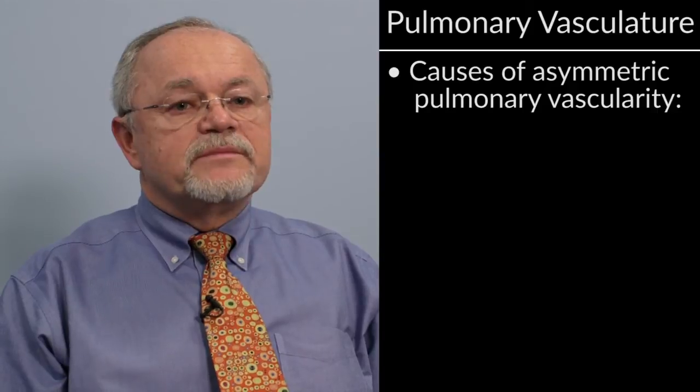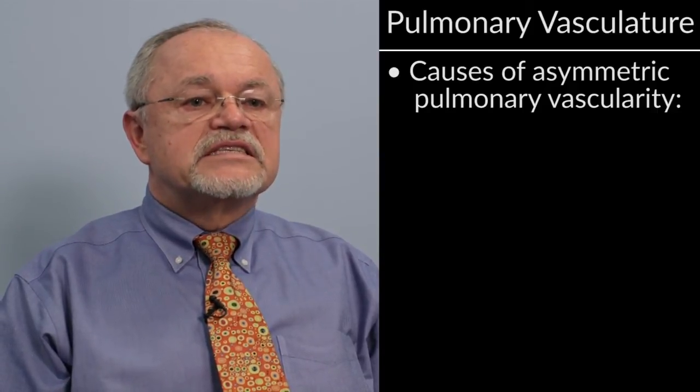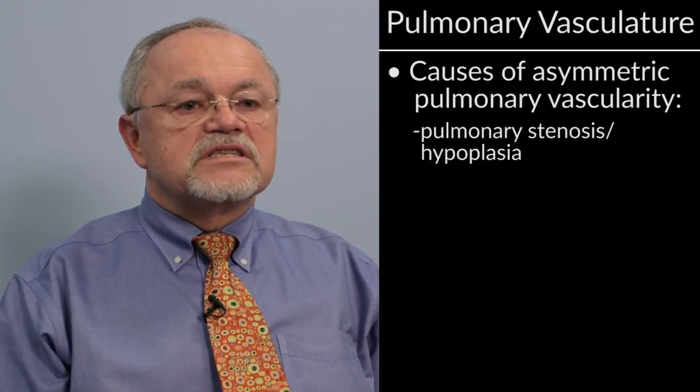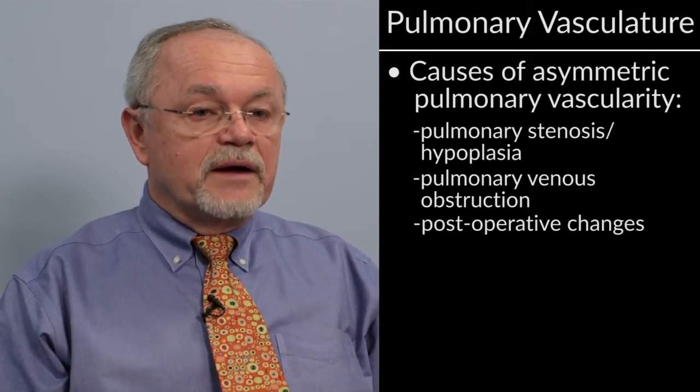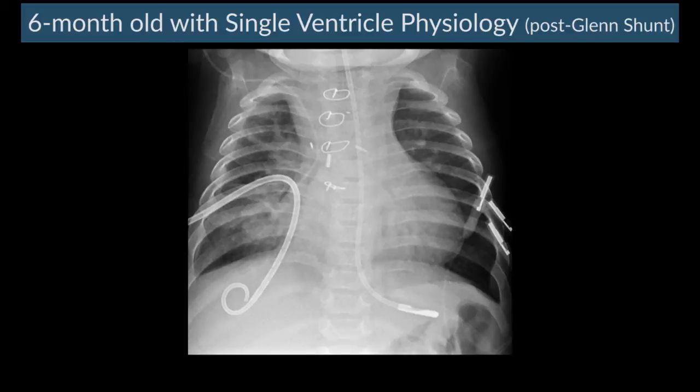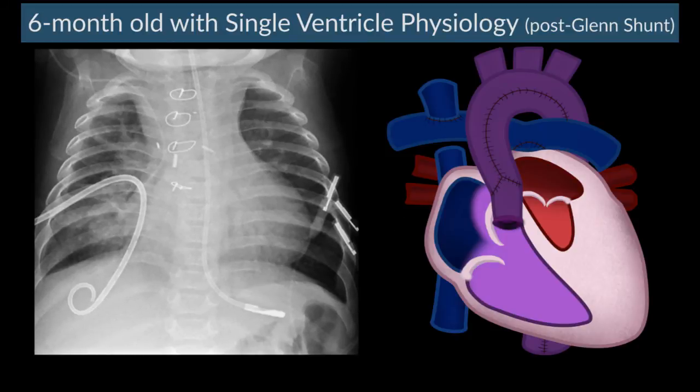There is also asymmetry of pulmonary vasculature that one needs to consider. And the causes of asymmetric pulmonary vascularity that we can see are pulmonary stenosis or hypoplasia, pulmonary venous obstruction, or postoperative changes. Here we have a 6-month-old with single ventricle who had a Glenn shunt, which is a superior vena cava to right pulmonary artery stent.